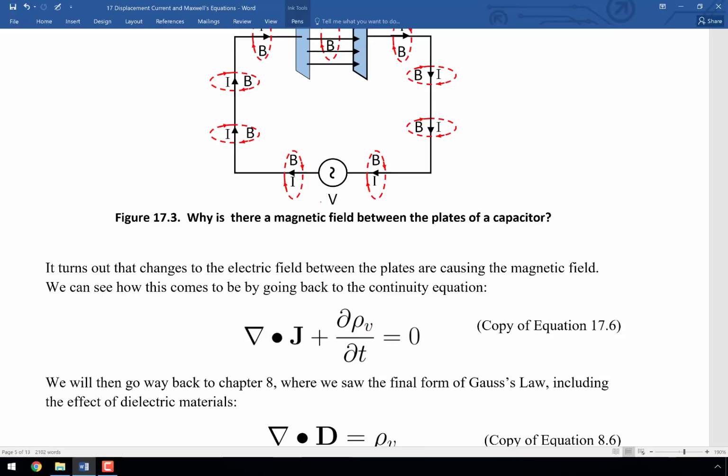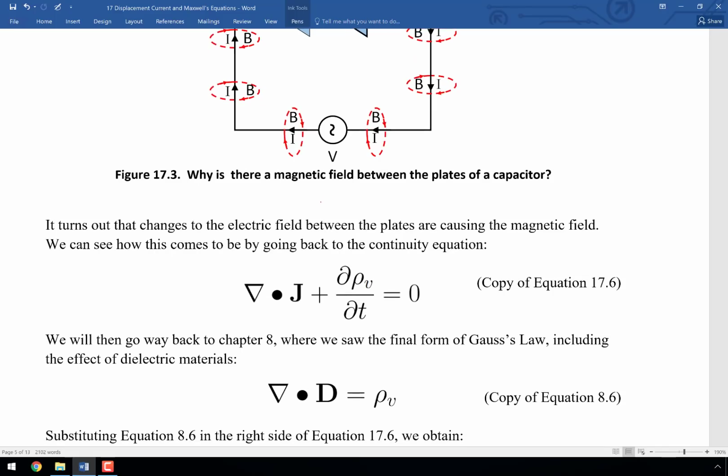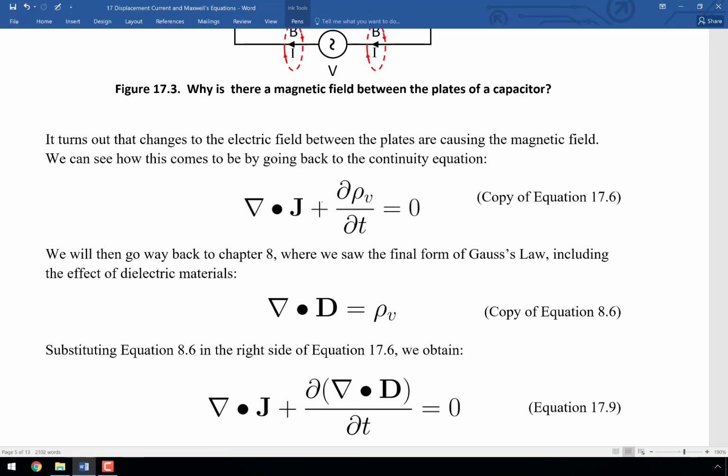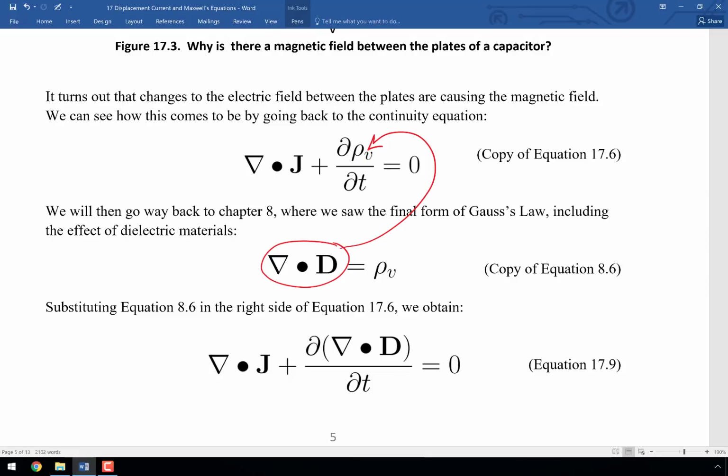We're going to go back to the continuity equation, which again, we have complete confidence in because it was derived from first principles of conservation of mass. We're then going to dip way back to chapter 8, where we saw the final form of Gauss's law, which allowed us to include the effect of dielectric materials. And we're going to combine those together. We're going to take this divergence of D and put it up here. And so we end up with equation 17.9, which says the divergence of J plus the partial derivative with respect to t of the divergence of D has to be equal to 0.